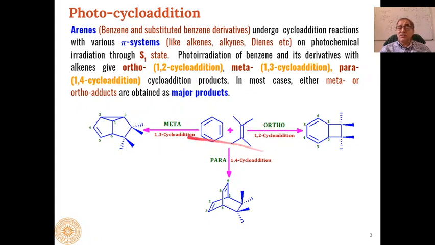ranging from 1,2 cycloaddition reactions to 1,3 cycloaddition reactions or 1,4 cycloaddition reactions, or we say ortho additions, meta additions and para additions, where ortho products, meta products, and para products are formed as the major product in all these types of reactions. For example, if we react benzene with a tetra-substituted alkene, then through 1,2 cycloaddition reaction in the presence of UV light in the S1 state, this will be converted into this type of product where the 1 and 2 positions of the benzene add to the alkene molecule. Such type of cycloaddition is called a 1,2 cycloaddition reaction.